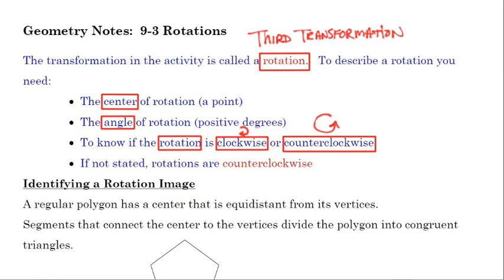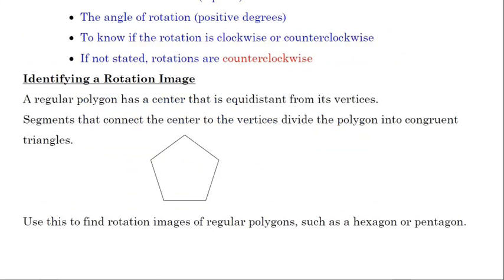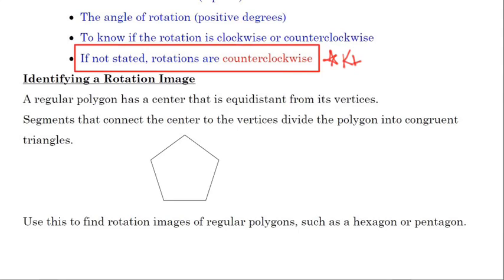What we don't want to do is mix up our clockwise and counterclockwise directions. Now, if it's not stated, then they are assumed to be counterclockwise. So if we're just given a rotation of, let's say, 30 degrees and it doesn't say clockwise or counterclockwise, we assume that it goes counterclockwise. So we've got to remember that as we go through this.